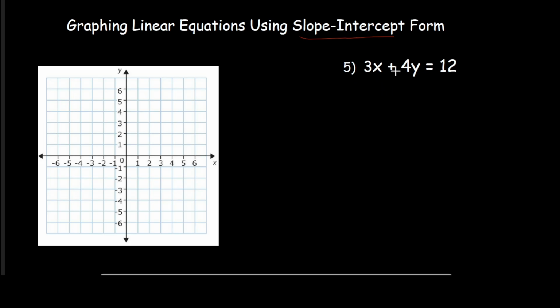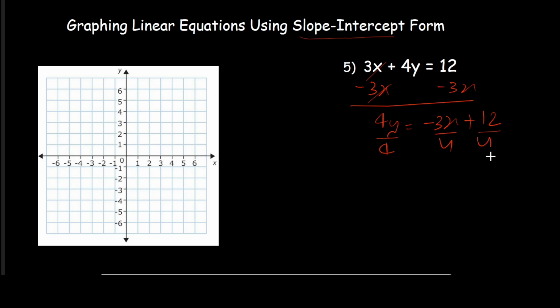To isolate 4y, I'm going to subtract 3x from both sides of the equation. So 3x and 3x will cancel out and it will give us 4y equals negative 3x plus 12. Now we have to isolate y. So I'm going to divide the whole equation by 4. So 4 and 4 will cancel out. So y equals negative 3 over 4x plus 12 over 4.